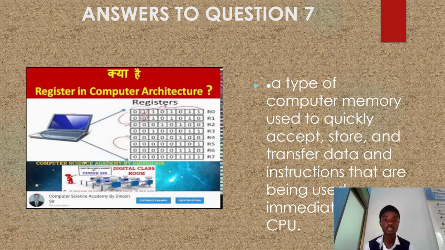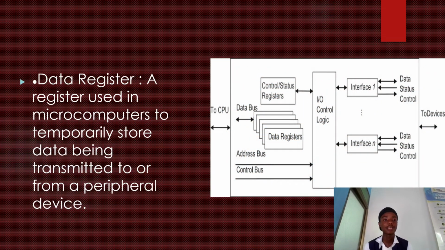Now our answers to question number 7. A register is a type of computer memory used to quickly accept, store, and transfer data and instructions that are being used immediately by the CPU. Data register: a register used in a microcomputer to temporarily store data being transmitted to or from a peripheral device. And here is an image representing a data register. As you can see, it's being transported from the CPU to the device, and it passes through a process.